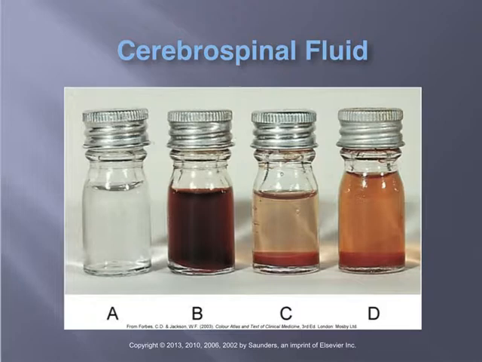For C, that is centrifuged cerebral spinal fluid, and that is with a traumatic tap. And the top part is clear and the bottom part is the blood. So what they did was they spun it in laboratory equipment. The blood came to the bottom and we could look to see, okay, is the remaining spinal fluid clear or cloudy? And then D is the cerebral spinal fluid from a patient who actually has a subarachnoid hemorrhage.